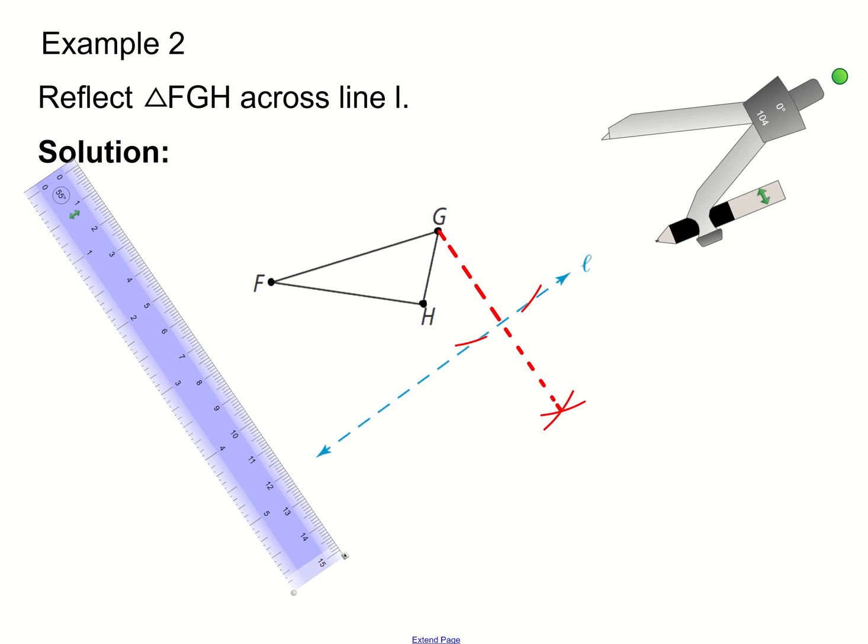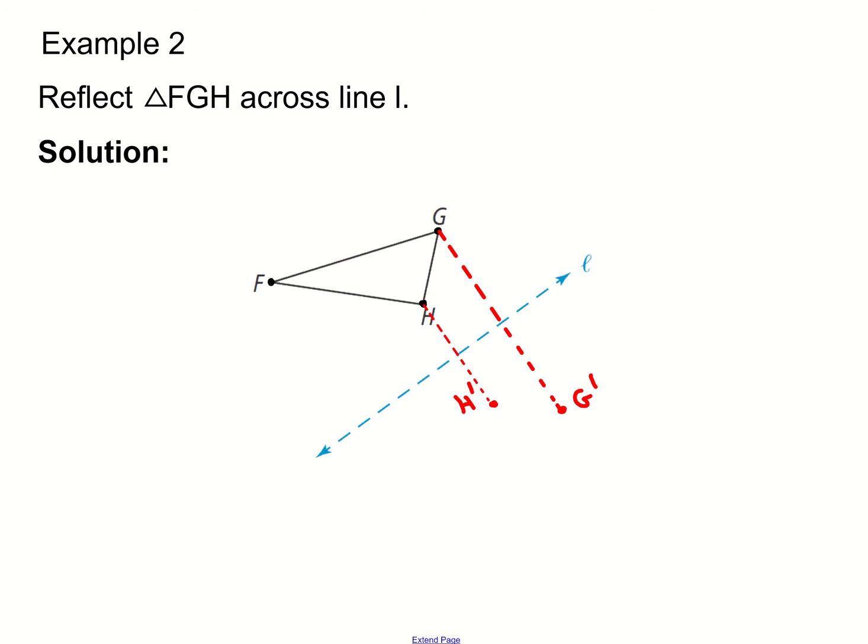And so now we're going to repeat this process for the other points. I'm going to repeat that for H, and I'm going to repeat that for F. Notice that I reflected on the other side. These distances are the same. So this is the same as this distance, this is the same as this distance, and finally, this is the same as this distance. And so now I will go ahead and connect those with a triangle. And that's my new transformed triangle, which we call F prime, G prime, H prime. And that's how you go about reflecting a figure.